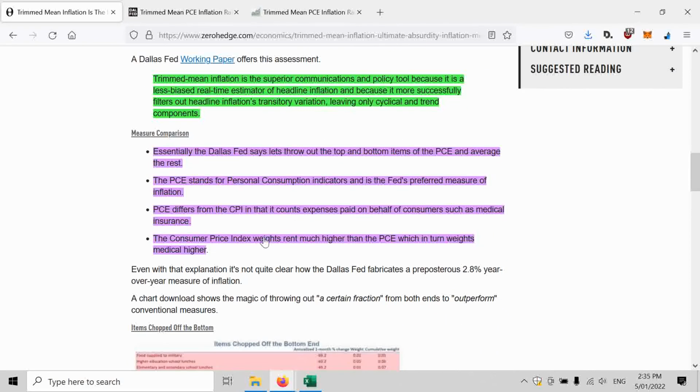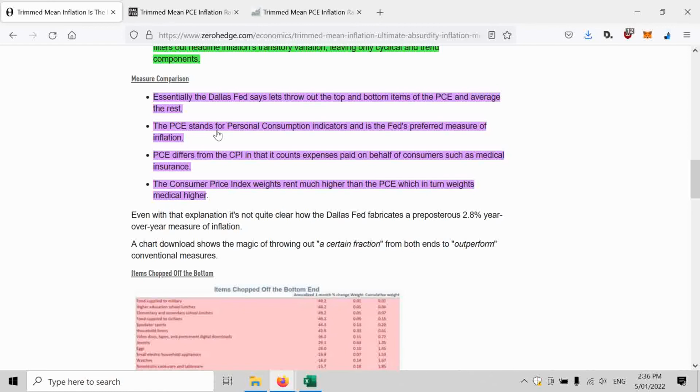Now, we just went through this, but let's go through this again. Essentially, the Dallas Fed says let's throw out the top and bottom items of PCE and average the rest. PCE stands for Personal Consumption Expenditures and is the Fed's preferred measure of inflation. So PCE is preferred over CPI. PCE differs from CPI in that it counts expenses paid on behalf of consumers, such as medical insurance. So it looks like PCE includes medical insurance, whereas CPI probably doesn't.